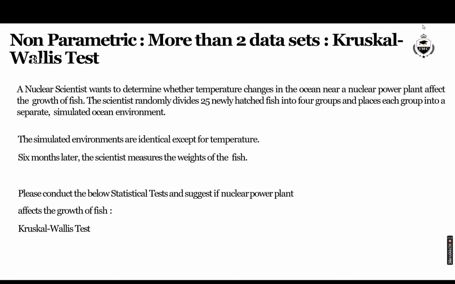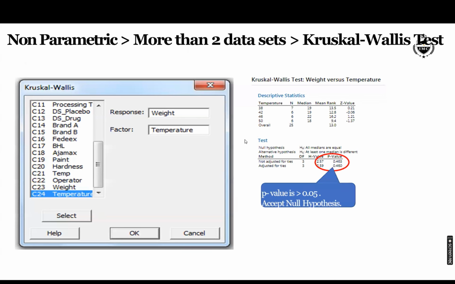Now, there are four groups among which 25 fish have been distributed, and each group has a different temperature. After 6 months, the scientist takes out the fish to see whether temperature changes affect the growth of fish or not. So our null hypothesis will be that temperature changes do not affect the growth of fish. Then we follow the 6 steps with a Kruskal-Wallis test, because there are more than 3 sets of data, as there are four groups. That's why we do a Kruskal-Wallis test.